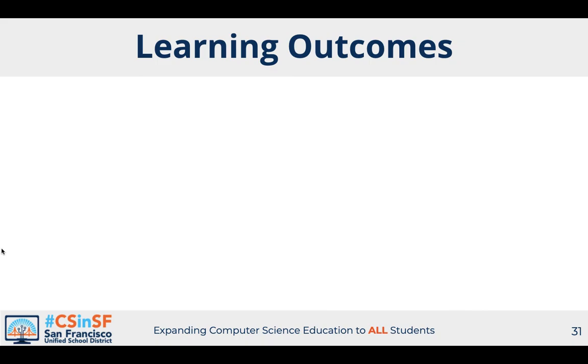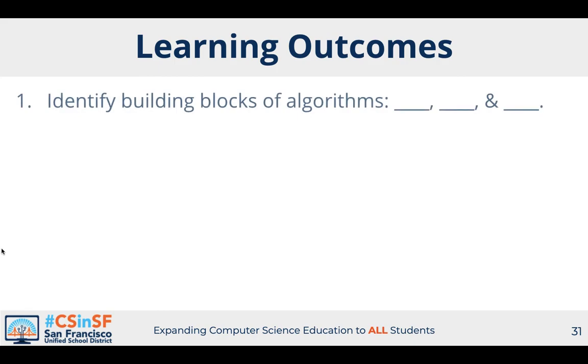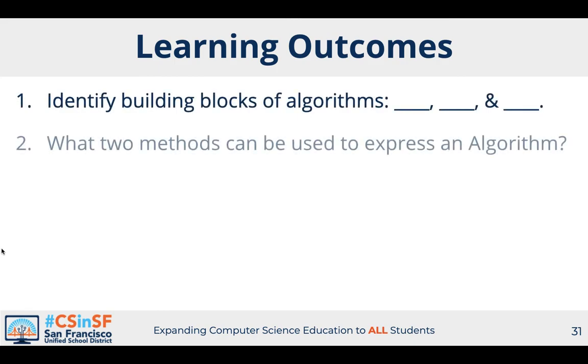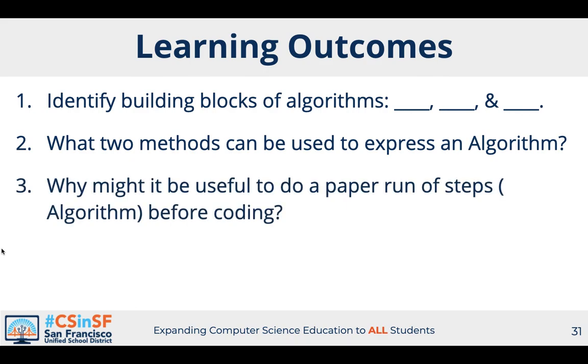Okay, we are at the end of this session. Here are some things that you should be able to answer when you move into the review quiz for the session. Number one is you need to be able to identify the building blocks of algorithms, or three that we've covered. You need to identify the two methods that we covered that can be used to express an algorithm. And lastly, we didn't go over this explicitly, but why might it be useful to do a paper run of steps? So to either express your algorithm as pseudocode or in a flowchart before you start coding.